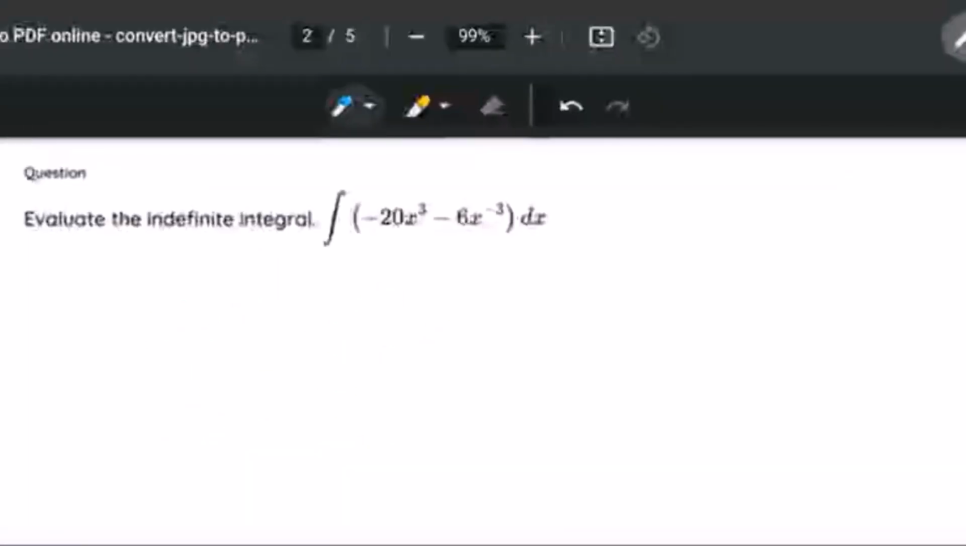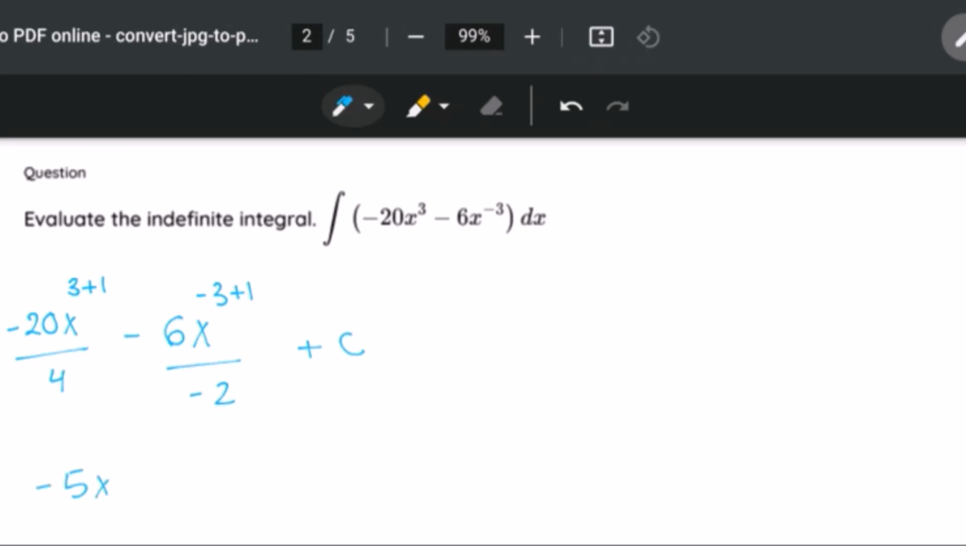Evaluate the indefinite integral. The indefinite integral of negative 20x to the power of 3 minus 6x to the power of negative 3 dx. So the first step is using the power rule of integration. So you'll have negative 20x to the power of 3 plus 1, which is 4, and then minus 6x to the power of negative 3 plus 1, which is negative 2, plus c. So negative 20 over 4 is negative 5, then x to the power of 4, and then 6 over 2 is 3, x to the power of negative 2 plus c.